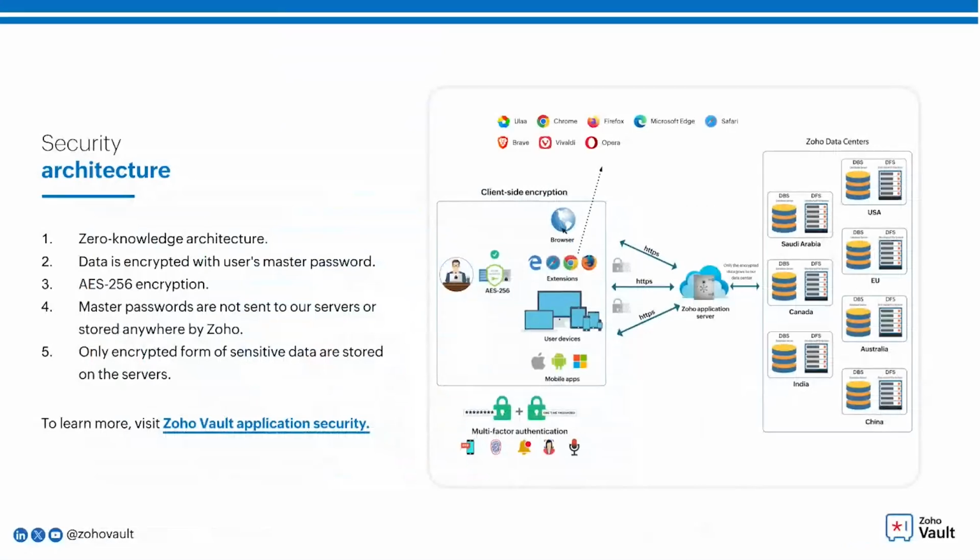Zoho Vault can be accessed by browsers, extensions, mobile, and desktop apps. When a user creates an account, they need to set a master password, and this master password is only known to them, and it will not be stored anywhere on our service. Only the encrypted form of sensitive data will be stored on the data centers across the region. The entire data will be transmitted over HTTPS, ensuring complete security and privacy. To learn more, check out Zoho Vault application security page.